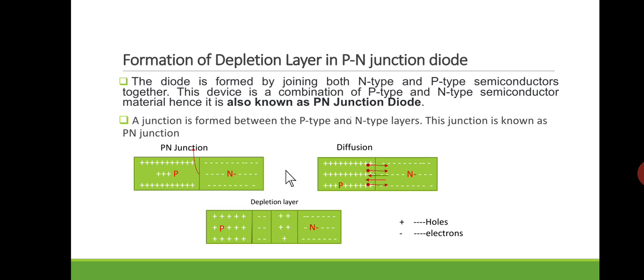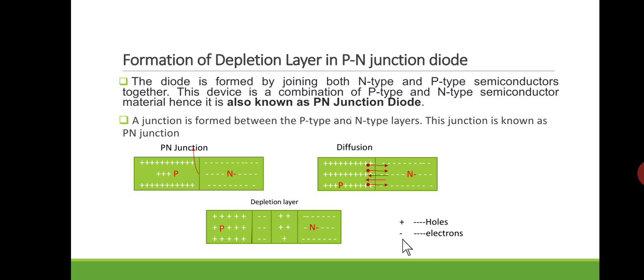Now our point is how this is going to form the depletion layer. We all know that this is P type material. P type material has majority carriers that are holes.